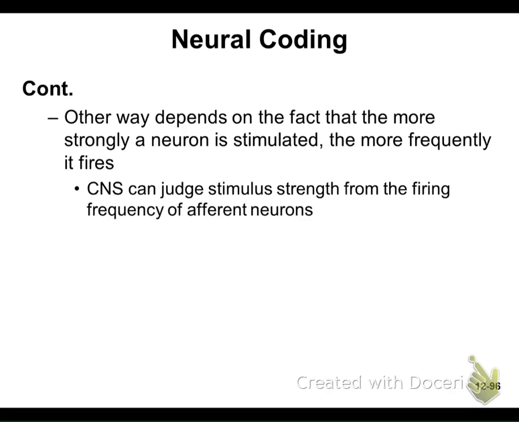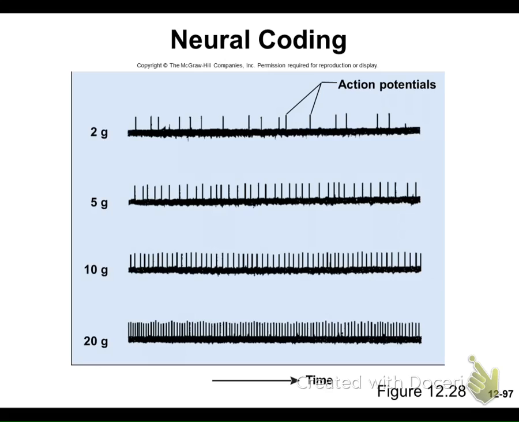So if it's only firing occasionally, then it's not a very strong signal. If instead you have something that's firing a lot, often, then that's going to tell the nervous system what? That this thing must be either more important or a stronger signal. Look at these blips on the screen here and figure this out.